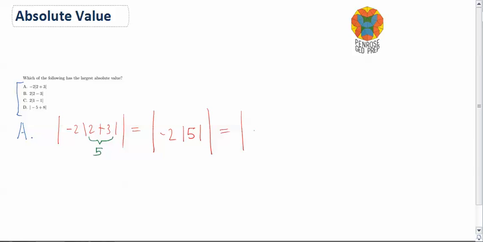Well, the absolute value of 5 is just 5, so what we really have is the absolute value of negative 2 times 5. Well, that's just the absolute value of negative 10, because negative 2 times 5 is negative 10, and the absolute value of negative 10 is 10. Okay, so that's A. Let's move on to B.